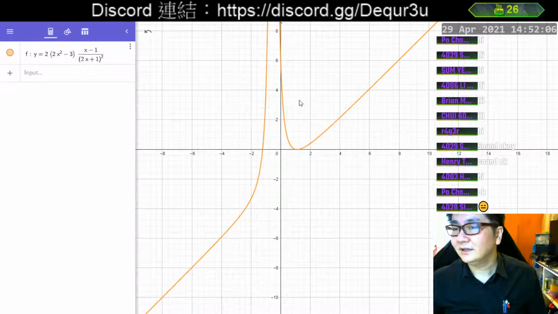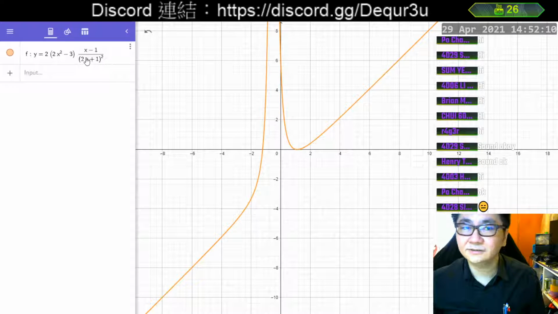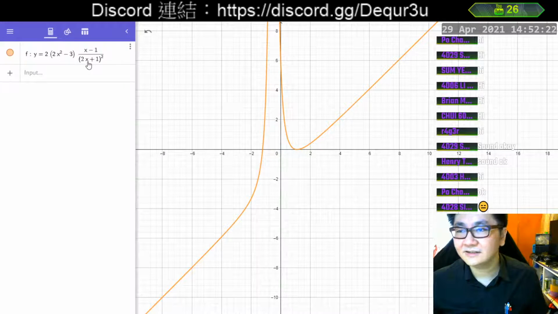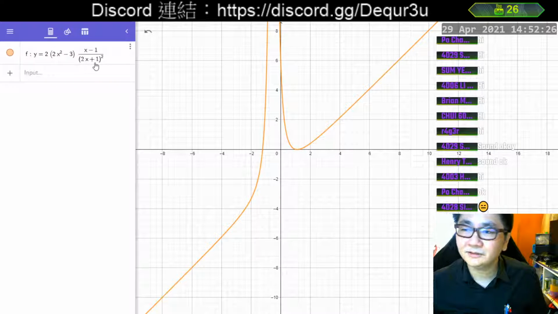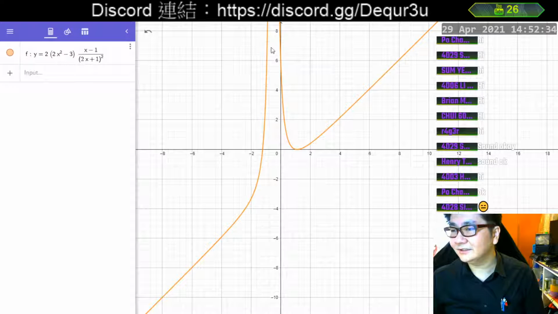Okay, so one observation here is that the denominator is 2x plus 1 whole squared. That means when the denominator is 0, we have a vertical asymptote. That's the first case. And when the denominator is 0, we can easily know x is negative 1 over 2. Therefore negative 1 over 2 is the vertical asymptote.